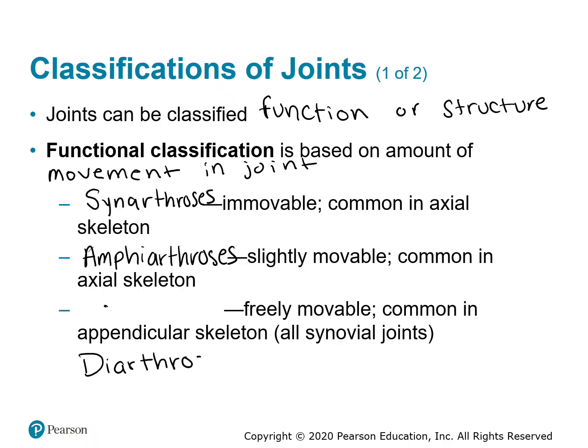Diarthroses. And diarthroses are freely movable joints. Those are the joints that you mostly see in your appendicular skeleton. All synovial joints are diarthroses. I will say it again. All synovial joints are diarthroses. Okay? So that is the functional classification that we give to joints.